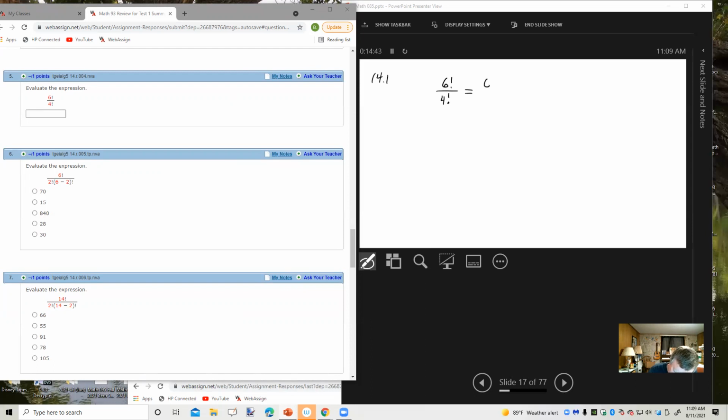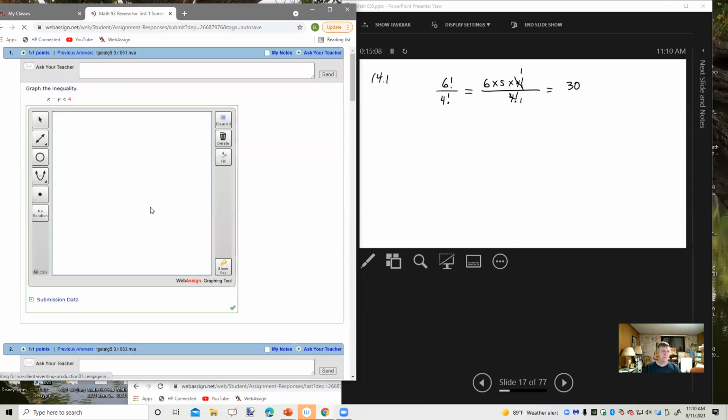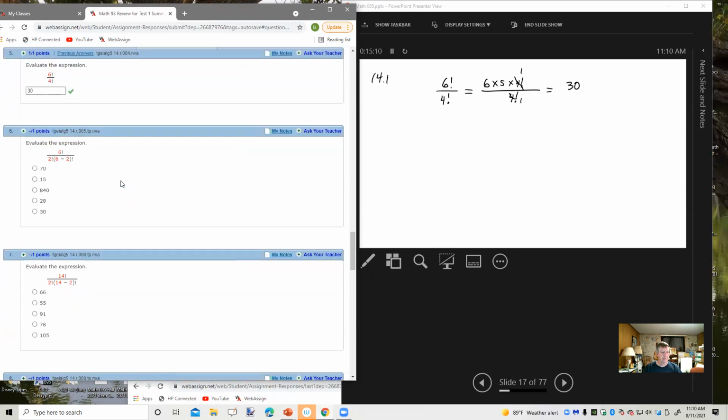I could take this and write it as 6 times 5 times 4 factorial over 4 factorial. I could then come in and reduce down the 4 factorials to 1 over 1. 6 times 5 times 1 over 1 is 30. So our answer should be 30. All right, let's take a look at the next one. Let's see, problem number 6 there.